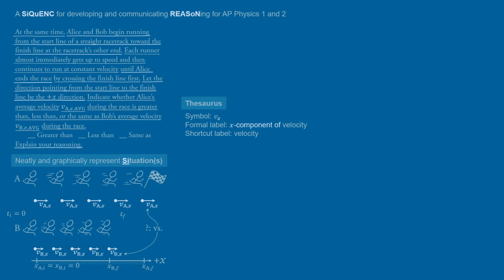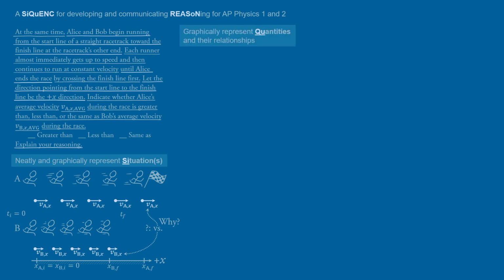Explain your reasoning. We write down a reminder in our sketch that we need to explain our reasoning. Graphically represent quantities and their relationships. We've actually already begun this step.